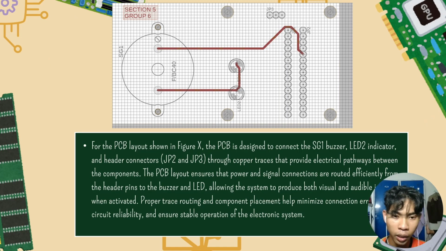So the next one is my schematic PCB. For the PCB layout shown in this image, it is designed to connect the SG1 buzzer, LED2 indicator and a header connector, which are JP2 and JP3, with proper spacing that provides electrical pathways between the components. So this PCB layout ensures power and signal connections run from the header pins to the buzzer and LED. So the system is able to produce both visual and audible alerts when activated.